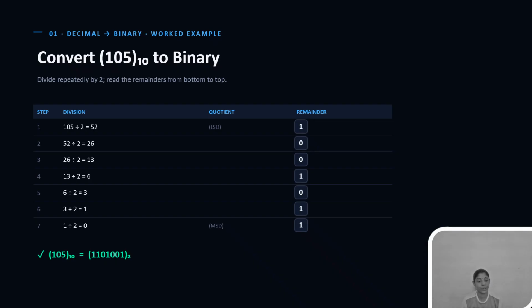Right? So you already know what LSB and MSB are. LSB is the rightmost bit. MSB is the leftmost bit. In the quotient column, I represented them as MSD and LSD. Please check the quotient column. MSD is the last remainder, LSD is the earliest remainder. So this is the way you convert a decimal number to a binary number.